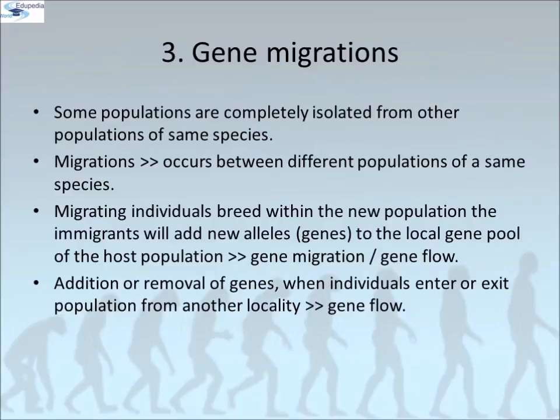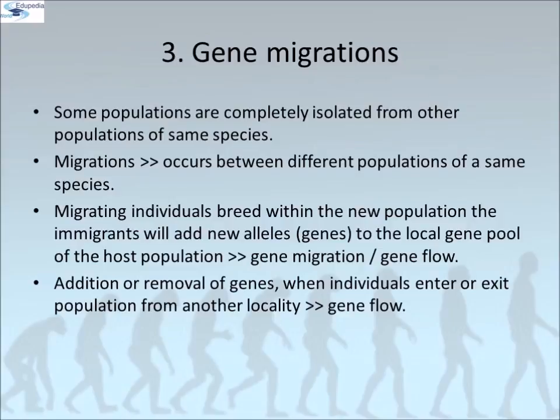Gene migration. Some populations are completely isolated from other populations of the same species. Migration may occur between different populations of the species. If the migrating individuals breed within the new population, the immigrants will add new alleles or genes to the local gene pool of the host population. It is called gene migration or gene flow.